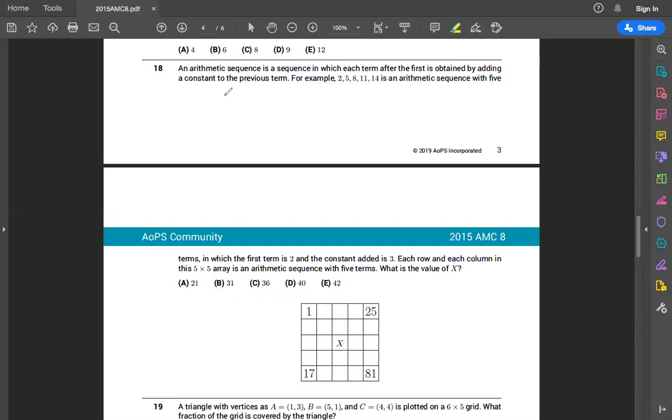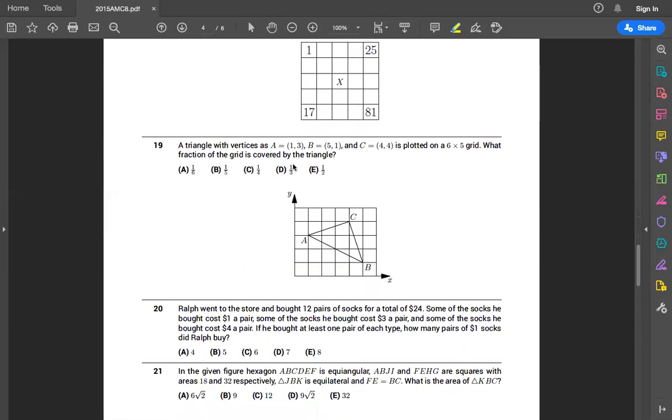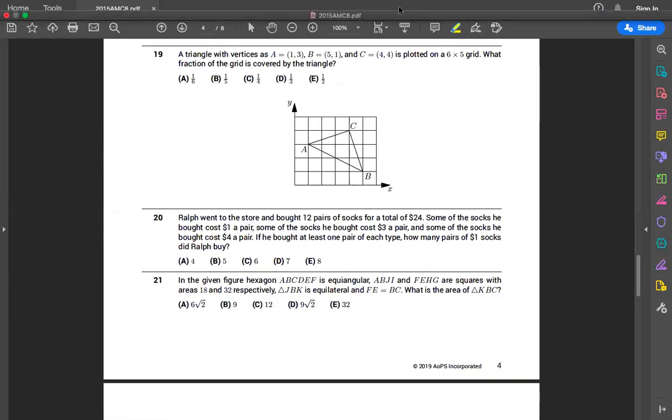All right. Question 19. We're given a triangle and the vertices, and we want to know what fraction of the grid is covered by the triangle. So it's not really clear where we're going to find a base and a height for this triangle. So it's probably best to just use some subtraction. Let's see how we do that.